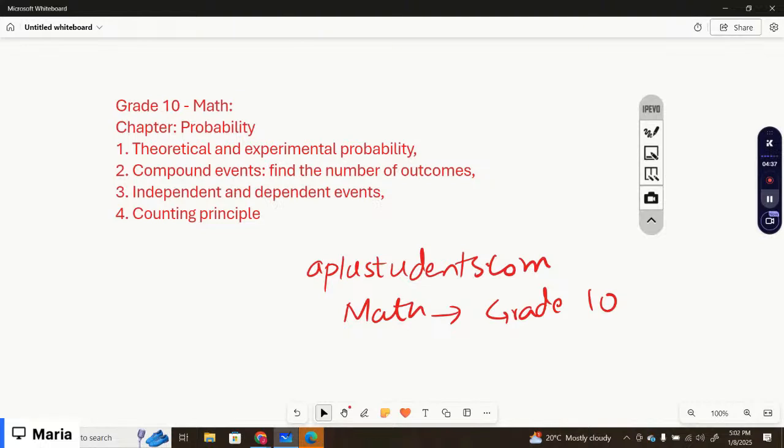The lessons we're going to cover today are theoretical and experimental probability, compound events, find the number of outcomes, independent events, and then counting principles.